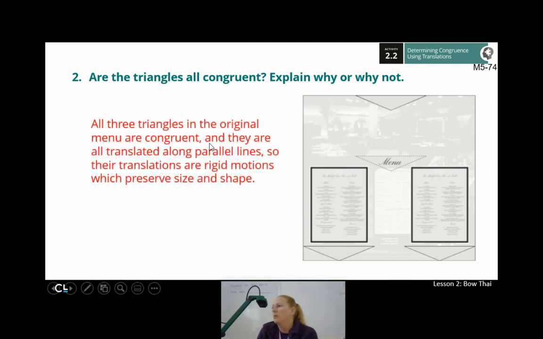All of the triangles are congruent. All the triangles in the three originals are congruent, and they're all translated along parallel lines. So their translations are rigid motions. These preserve size and shape, which means it's an isometry. Maybe we should even write that down. This is an isometry. We kept the size, we kept the shape. When these triangles zoomed over to wherever they were supposed to be, they kept their size and their shape.